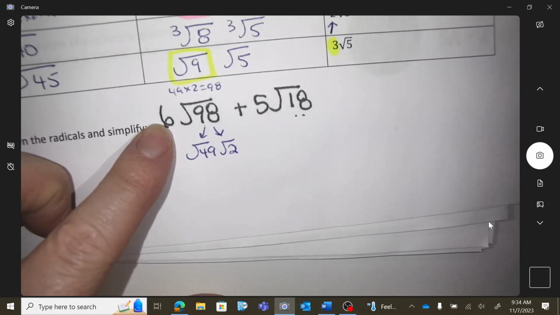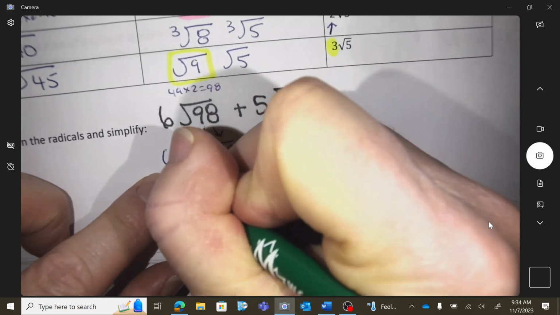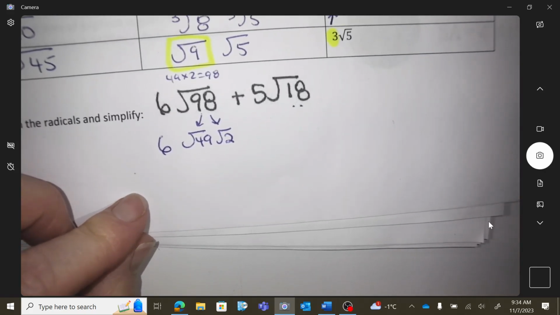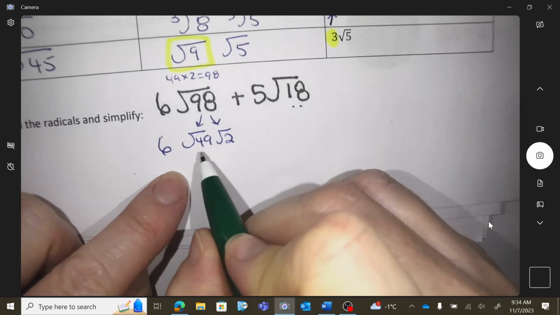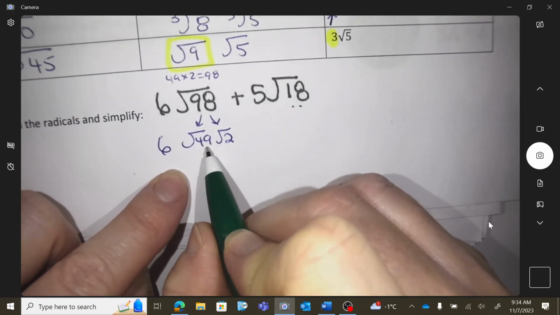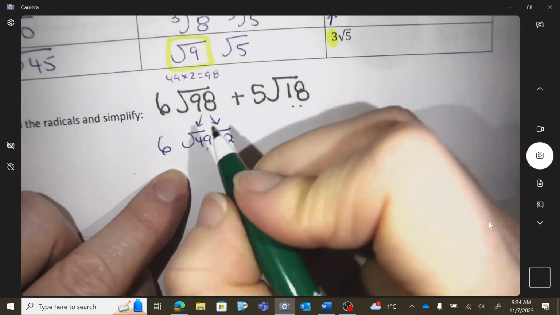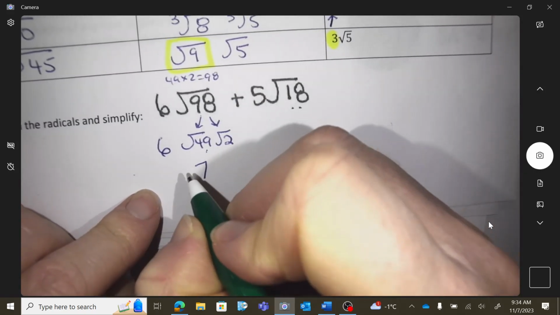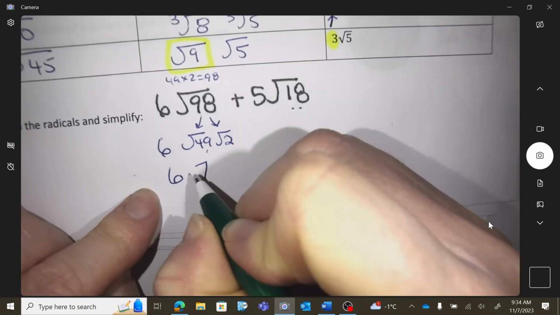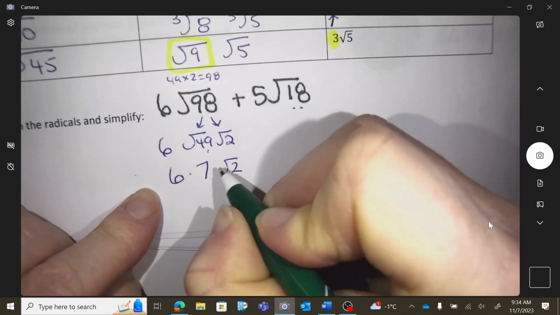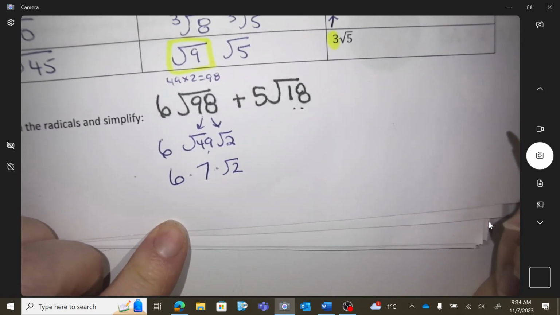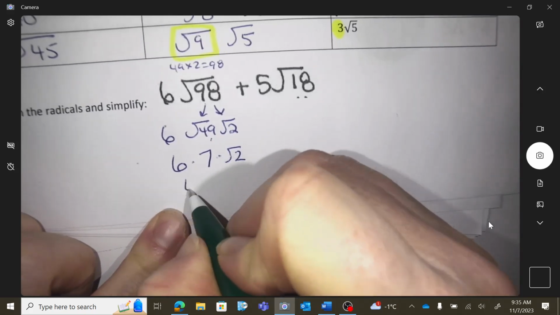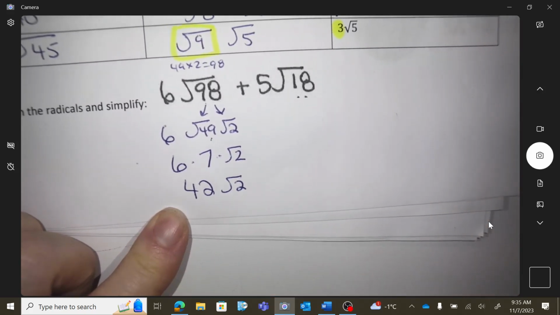What should we do with this 6? We can't forget about it, right? Okay, next, what am I going to change the root 49 into? A coefficient 7. There's still a coefficient 6 and a radical 2. So what's my total coefficient? Because those are both coefficients, so they can be put together.